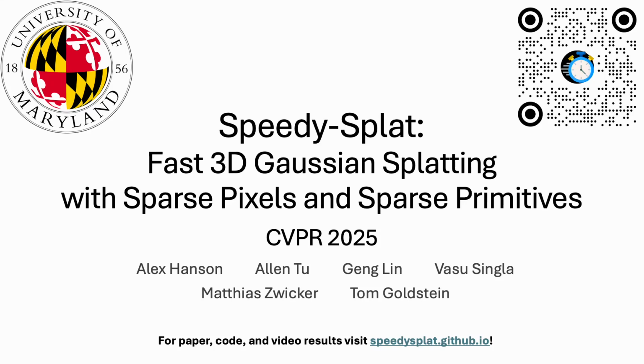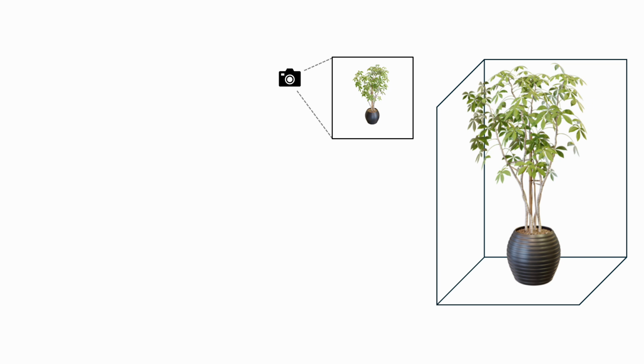In this video, we introduce Speedy-Splat, a technique to drastically increase the rendering speed of Gaussian splatting models. This is a joint work by Alex Hansen, Alan Tu, Gang Lin, Vasu Singla, Matthias Wicker, and Tom Goldstein, appearing at CVPR 2025. Gaussian splatting models 3D scenes with a large set of 3D Gaussians.